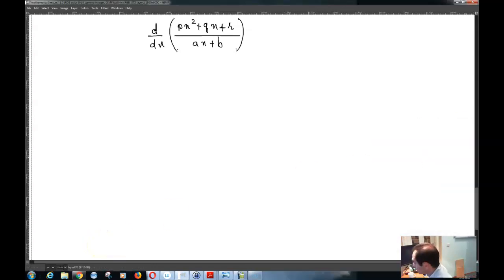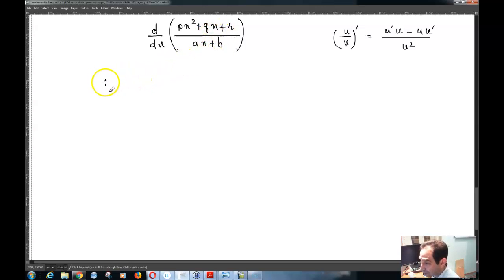Okay, so the next question that we had was this question over here, which is you want to find the derivative of (px squared plus qx plus r) over (ax plus b). So again, you can use the quotient rule: u divided by v, whole prime, is equal to u prime times v minus u v prime over v squared.